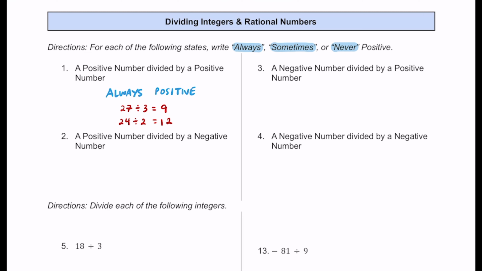For number two, we have a positive number divided by a negative number, okay? So if we have a positive number like 36, and we divide that by a negative number, maybe negative 3, then that's actually going to equal negative 12, okay? So if 36 divided by 3 is 12, then 36 divided by the opposite of 3 is going to be the opposite of 12. Similarly, if we took 45 and divided that by negative 9, well, if 45 divided by 9 is 5, then 45 divided by negative 9 is going to be negative 5. Whenever you take a positive number and divide by a negative number, you're going to get a number that is never positive.